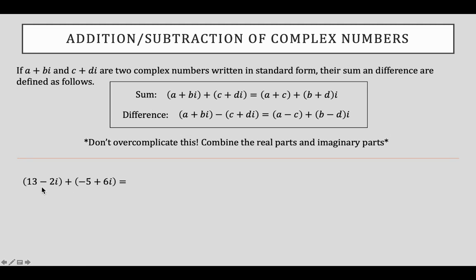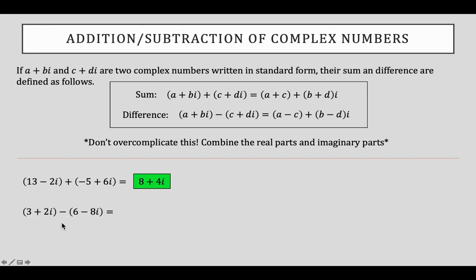Well, let's combine our real parts. I have a 13 plus a negative 5. 13 plus negative 5 is 13 minus 5, which gives us a positive 8 for our real component. And I have a minus 2i plus 6i. Negative 2 plus 6 gives me a positive 4, giving me 8 plus 4i for my final answer. Again, don't overcomplicate it. No need to memorize these fancy formulas or equations. Just combine like terms.